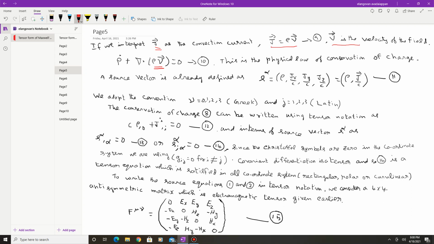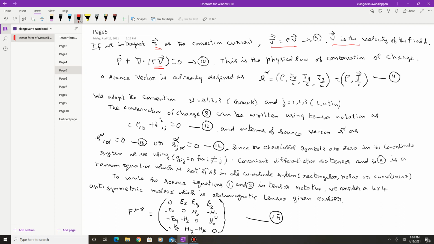This equation 10 is called the principle of conservation of charge. This is rho dot plus divergence of rho V, which is equal to 0. This is the principle of conservation of charge, because rho is a charge density, and here is rho dot.